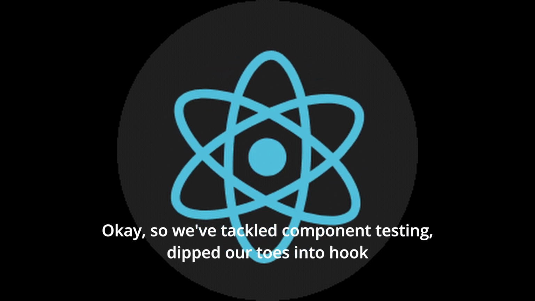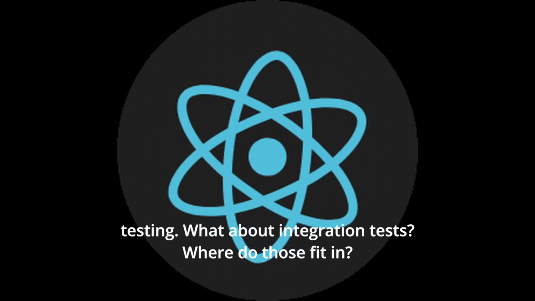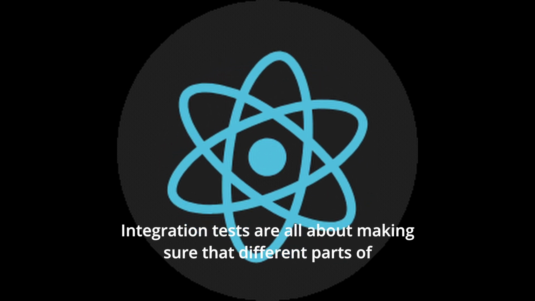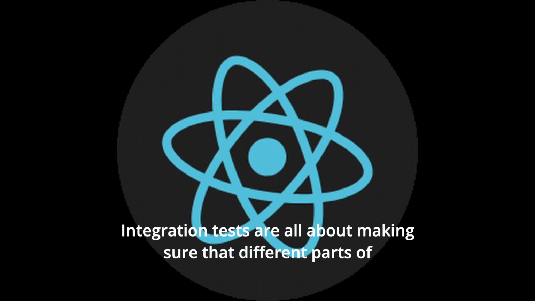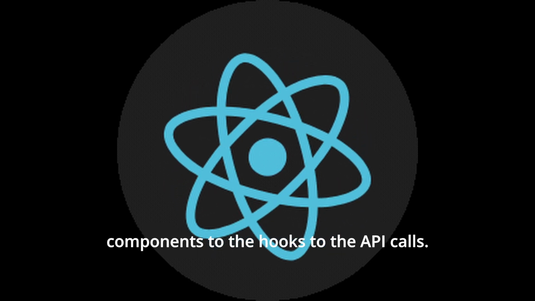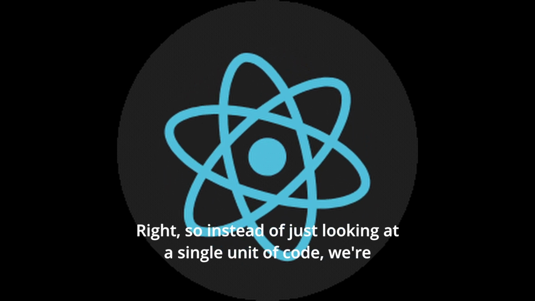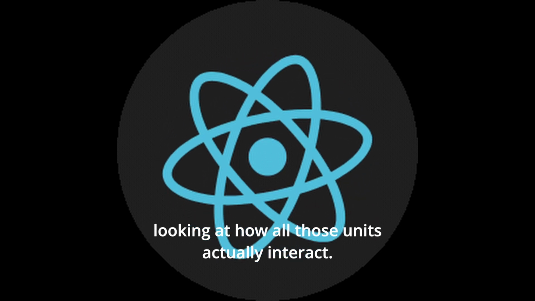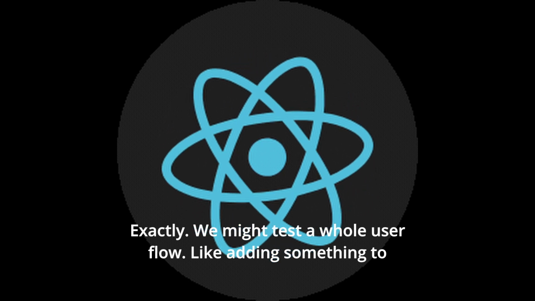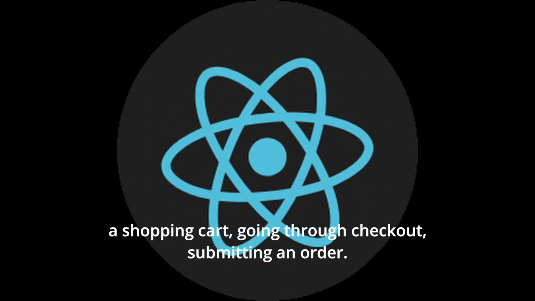Okay, so we've tackled component testing, dipped our toes into hook testing. What about integration tests? Where do those fit in? Integration tests are all about making sure that different parts of your app work together smoothly, from the components to the hooks to the API calls. Right. So instead of just looking at a single unit of code, we're looking at how all those units actually interact. Exactly. We might test a whole user flow, like adding something to a shopping cart, going through checkout, submitting an order.